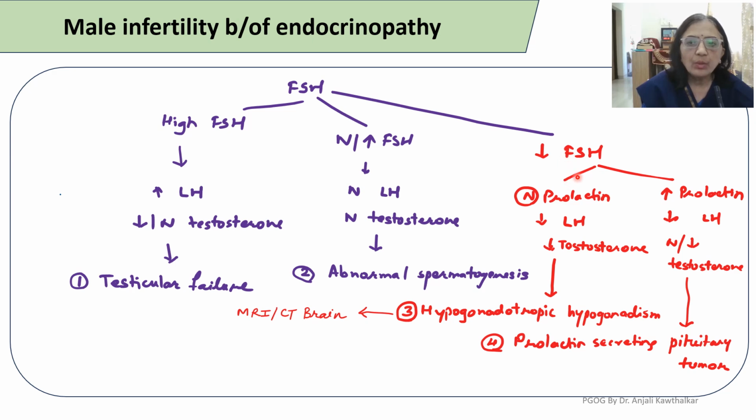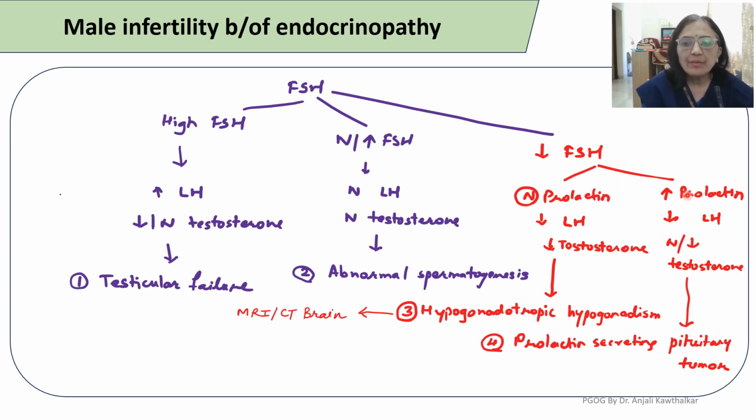If all three are low, FSH, LH, and testosterone, and prolactin is normal, then it is hypogonadotrophic hypogonadism, where a rare hypothalamo-pituitary abnormality can be the cause, where we have to proceed with MRI and CT brain.